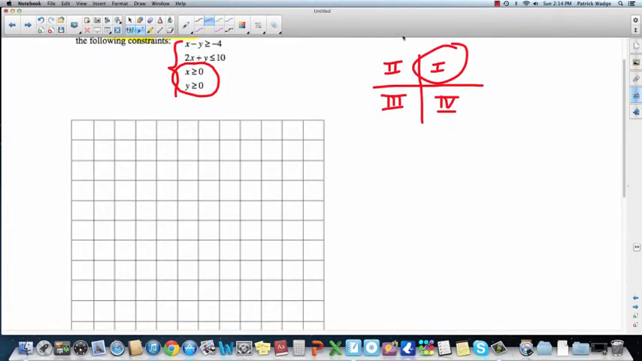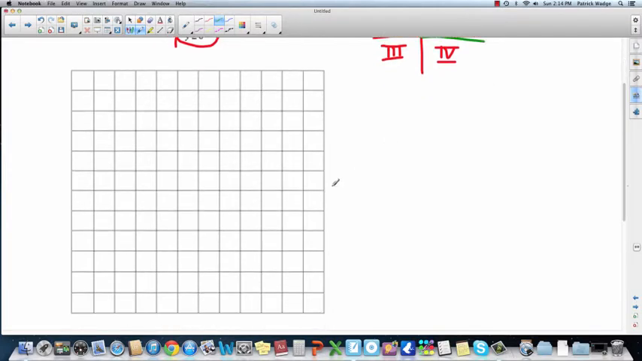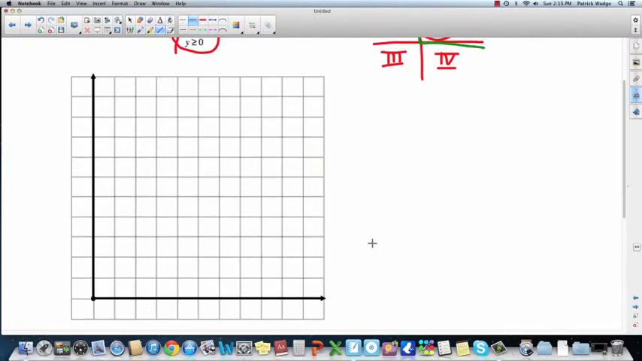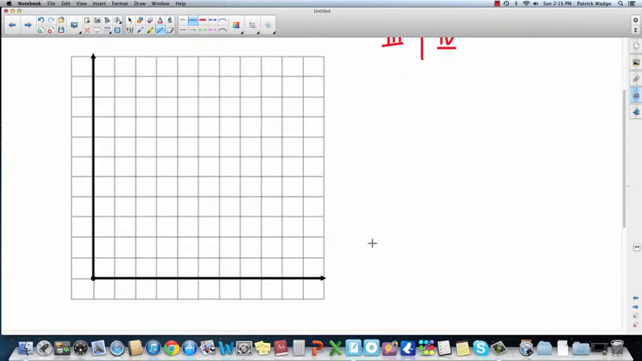So rather than drawing the whole grid, why don't I just draw this part of the grid here? Why don't I just draw that, since that's all we're really going to be worried about? That's what I'm going to do now. So I am going to draw those axes. Good. And we know that our answer, our feasible region, has to be inside this region.